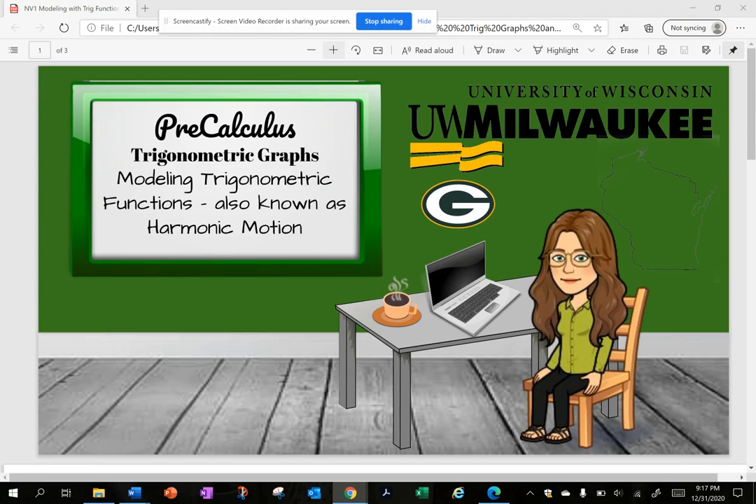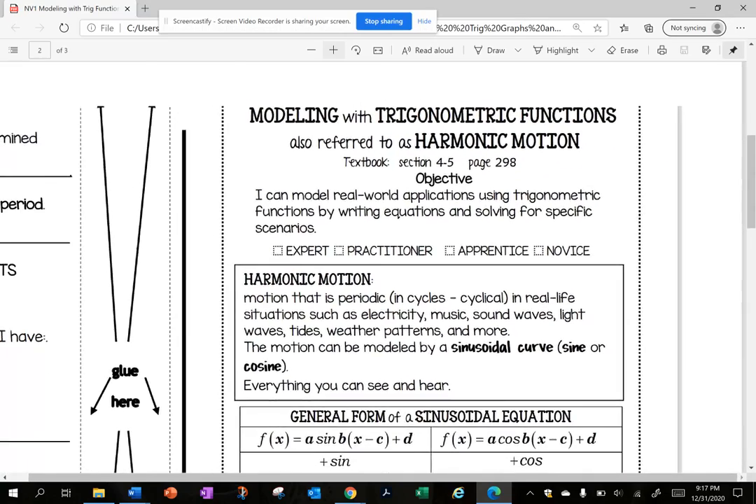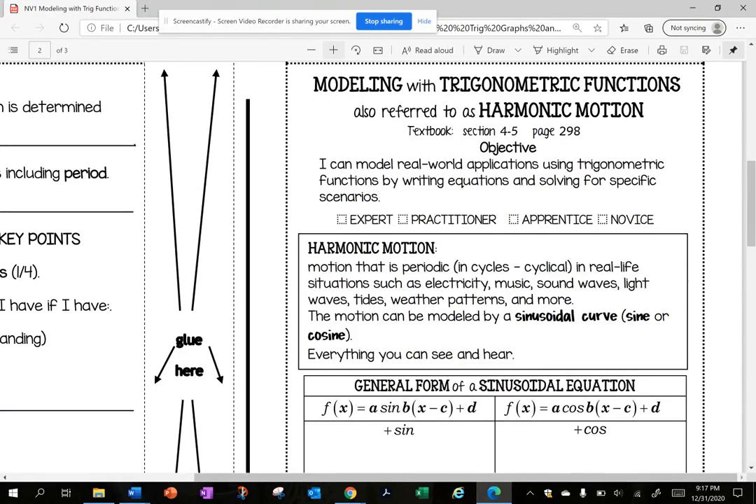Today's lesson is modeling trigonometric functions. This is also known as harmonic motion. And what is my learning objective for today? I can model real-world applications using trigonometric functions by writing equations and solving for specific scenarios.